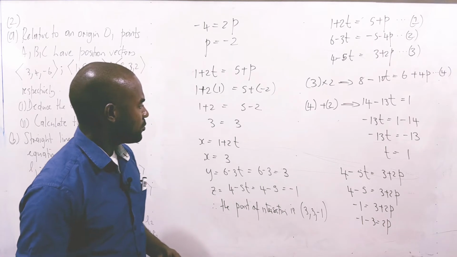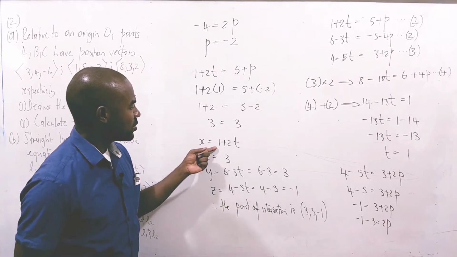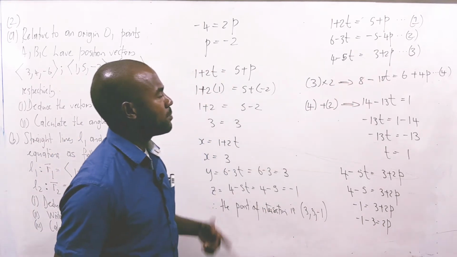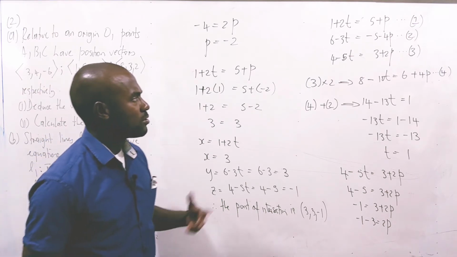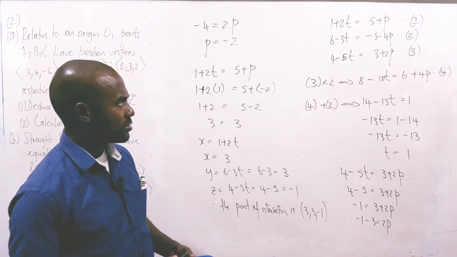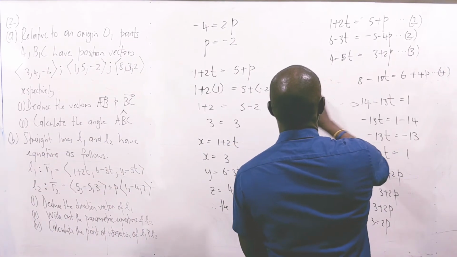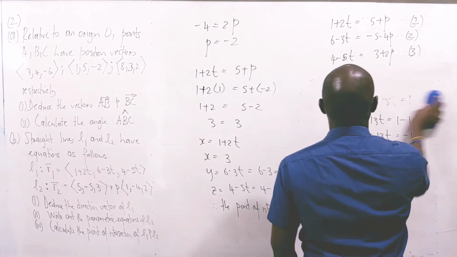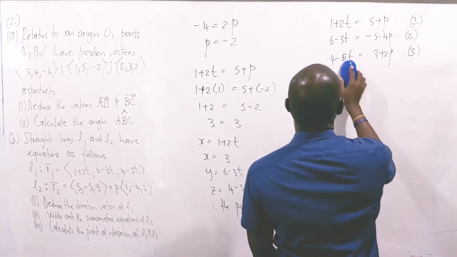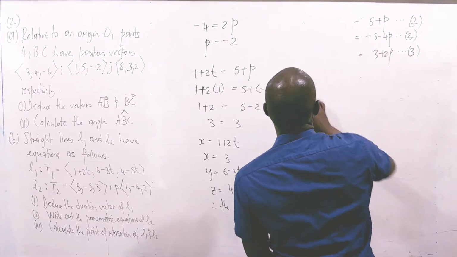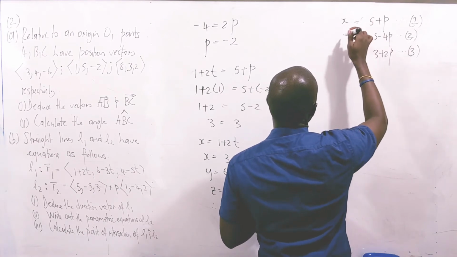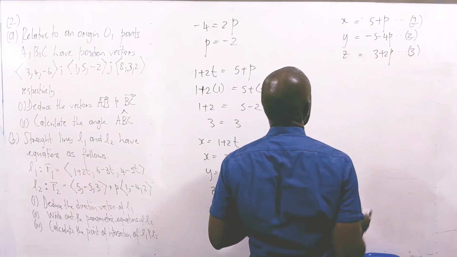Now, as I said before, instead of substituting t equals 1 into the parametric equations for line 1, we could have also substituted p equals minus 2 into the parametric equations for line 2. And of course, we ought to get the same x, y, and z values, but just to verify, we'll do it as well. So I'll just erase these. So basically what we have, these would be x equals 5 plus p, y is equal to minus 5 minus 4p, and z is equal to 3 plus 2p.